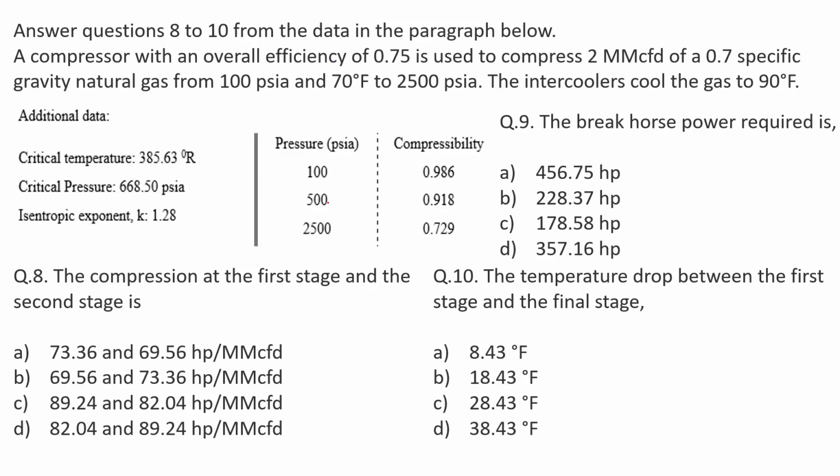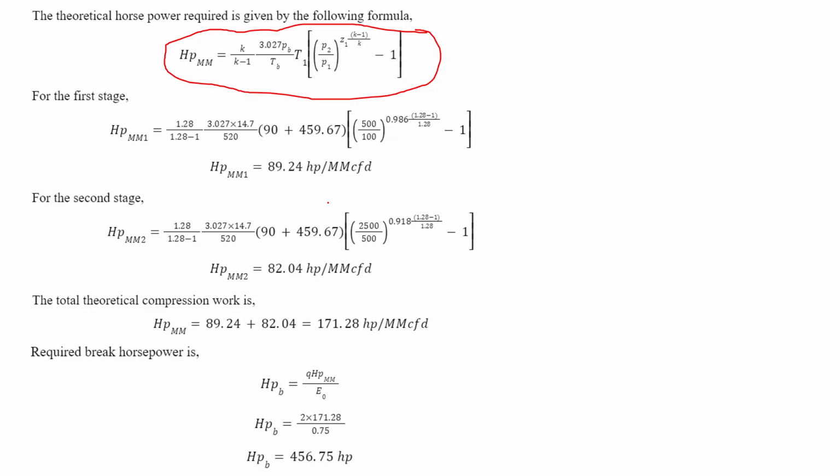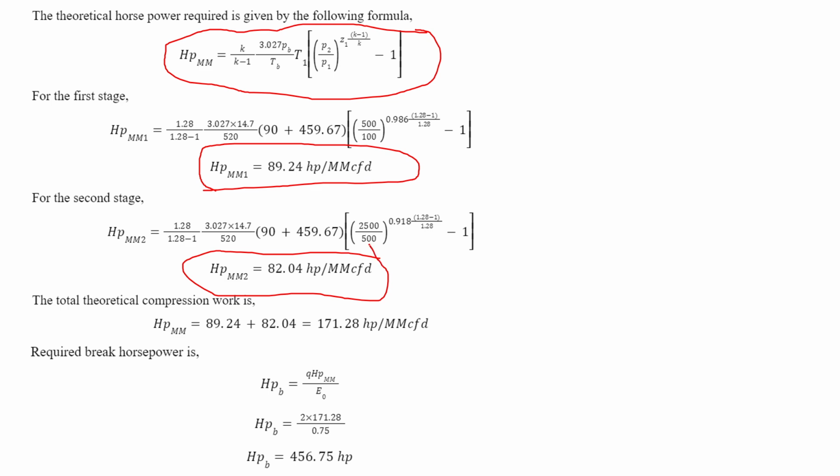So for 100 and 500 psi pressure, we know the compressibility factor. That will be different for both the stages, and the K value will be the same. We will put all these values in for both the first stage and the second stage, and find out the theoretical horsepower required by each stage. For the first stage, the value is coming out as 89.24 HP per MMcfd, and for the second stage it is 82.04 HP per MMcfd. This answers one of the questions that was asked before, that is, what is the theoretical horsepower for each stage.